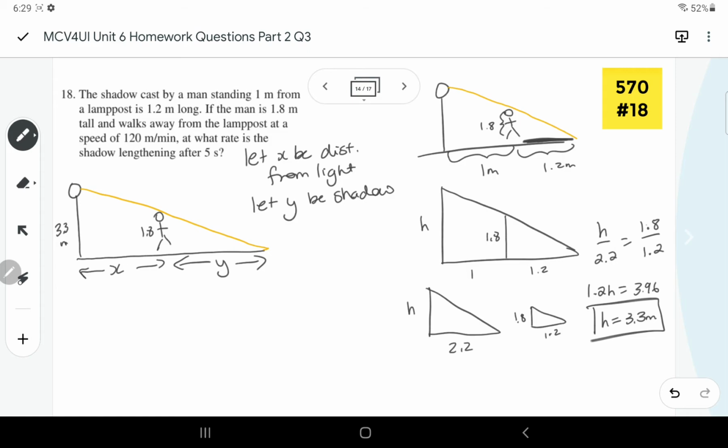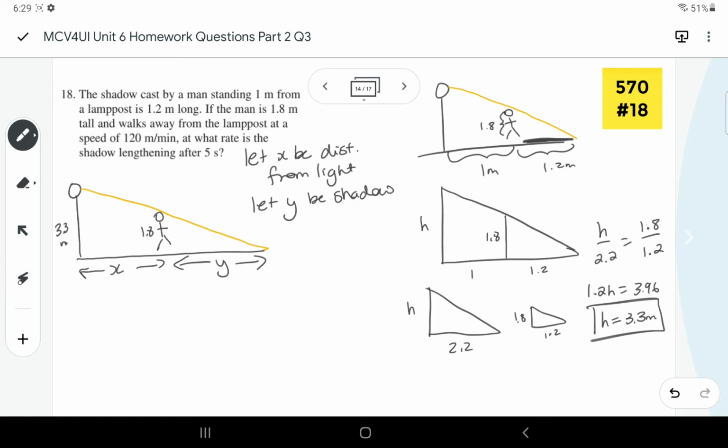Now I know we could figure out how long his shadow is at that certain time, and we could also figure out what the rates of change are. So I know this is asking, oh, they don't even tell us how far away it is. Okay, so the man is walking away at 120 meters per minute.